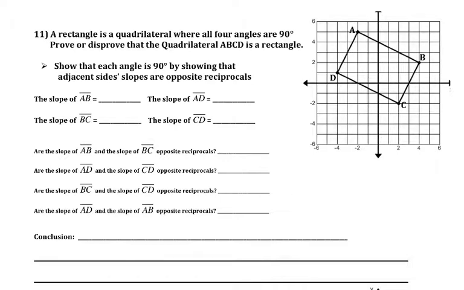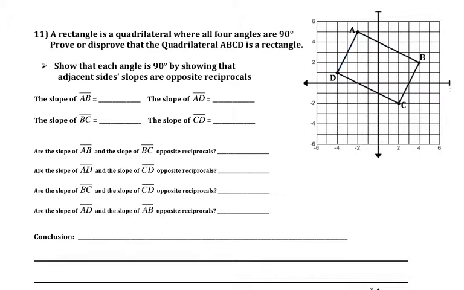So the first thing we've got to do to either prove or disprove that this quadrilateral ABCD is a rectangle is to show that each angle is 90 degrees. Well, by showing that the adjacent sides' slopes are opposite reciprocals, we can say that they are or are not 90 degrees. So if we can find the slope of AD and DC and BC and AB, we can compare, and if they are opposite reciprocals, that means they'll create a 90-degree angle.